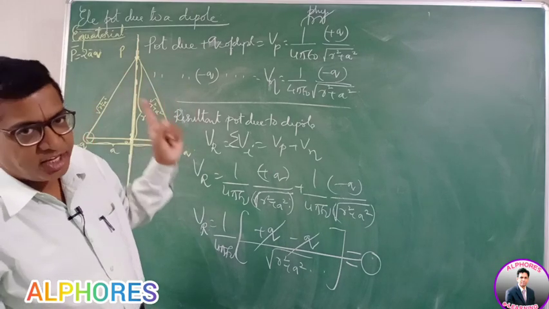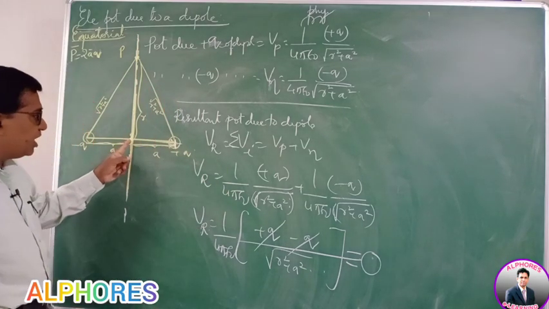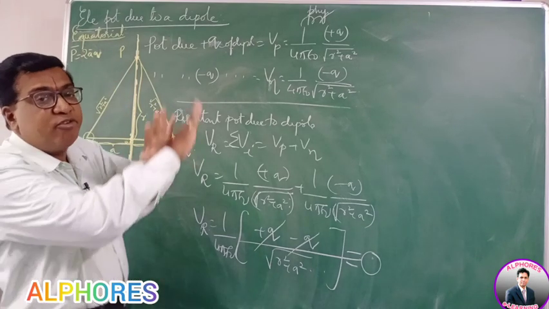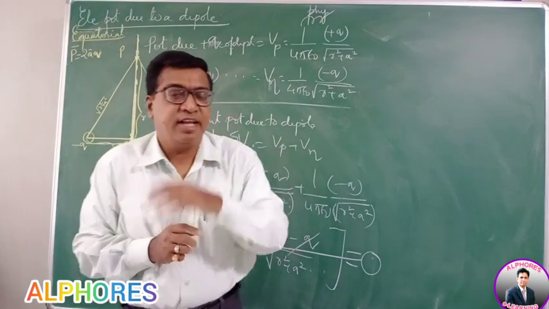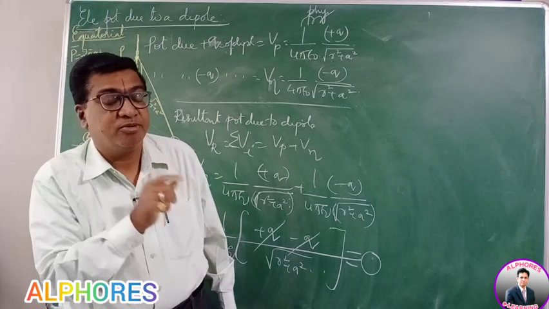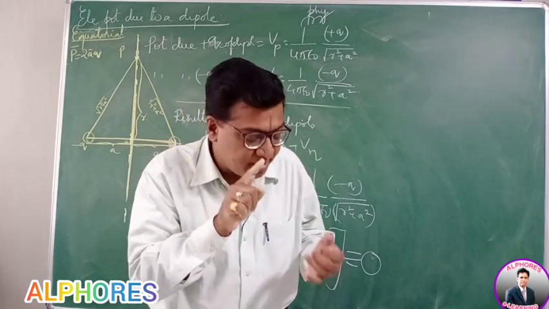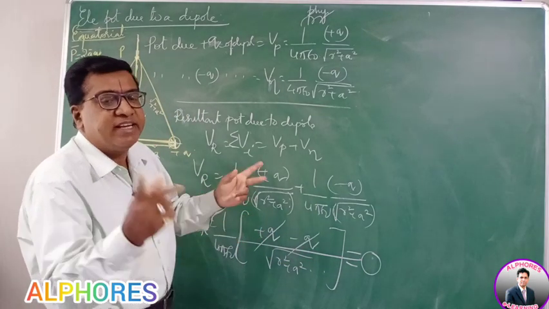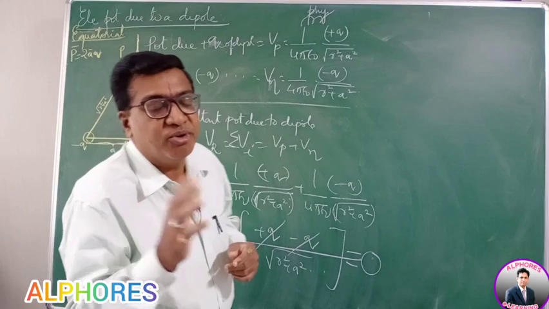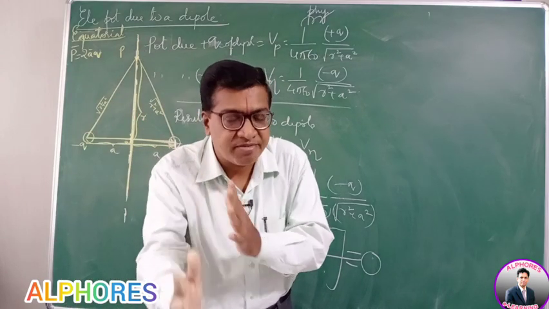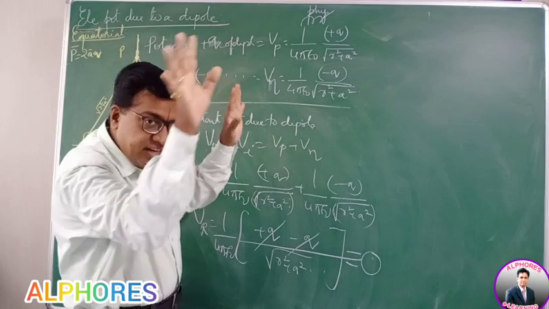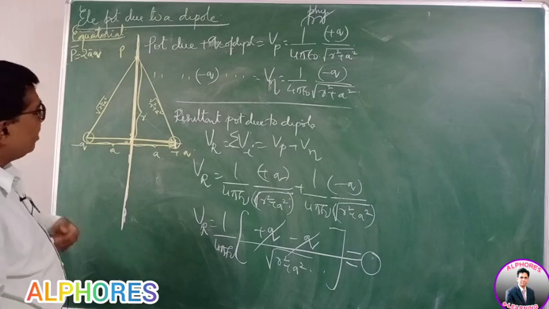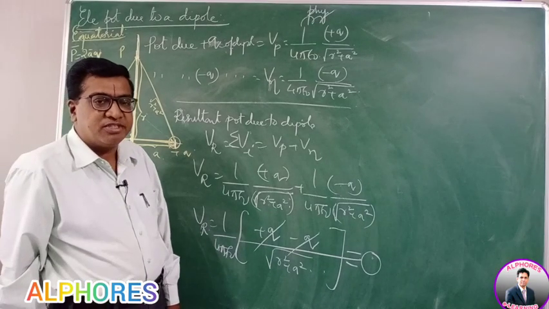So for an electric dipole, the resultant potential at any point on the equatorial plane, not only the equatorial line, is 0, because every point on the plane is at the same distance from each charge and both charges are equal and opposite. So both potentials get cancelled and the net potential is 0. It is a zero potential surface. The equatorial plane is a zero potential surface. The equatorial line is a zero potential line. At all the points on the equatorial line, the potential is 0.